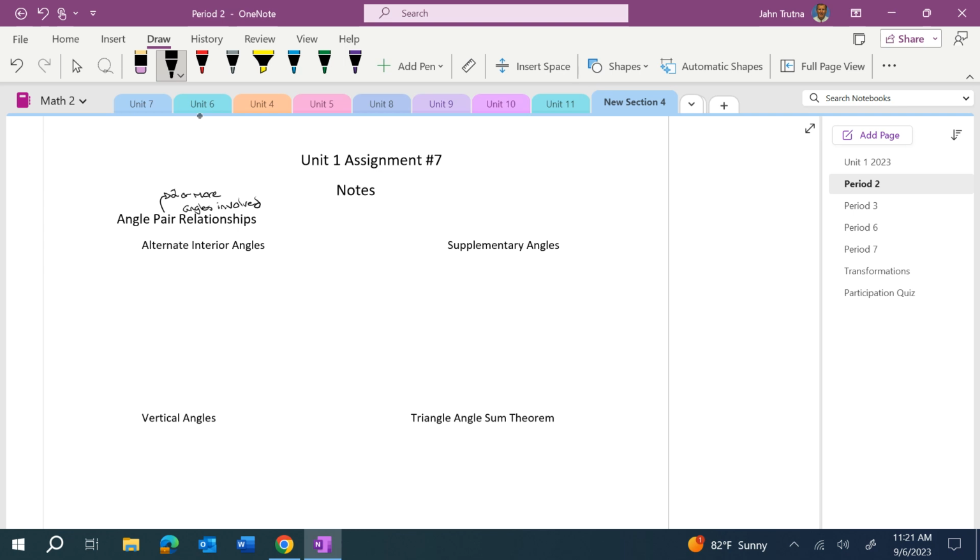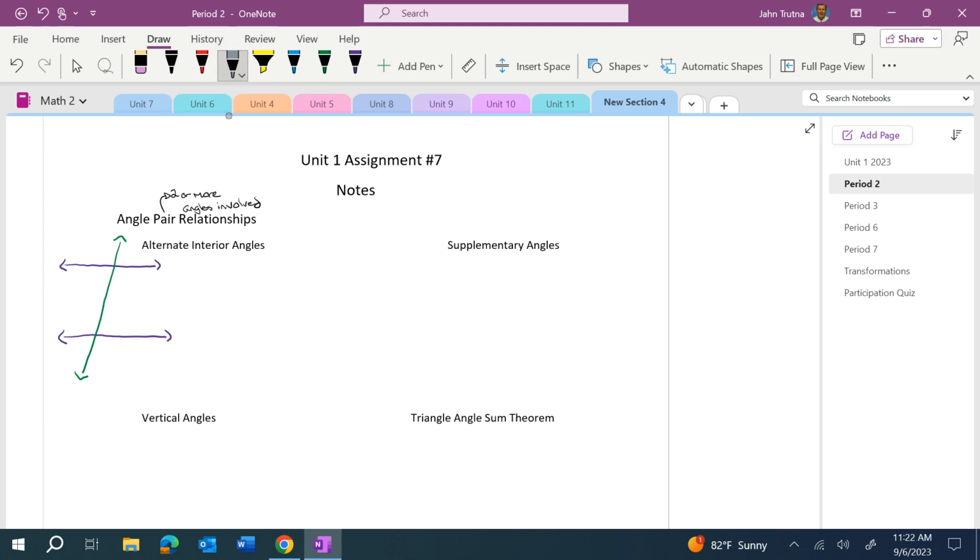We're going to be going over the relationship called alternate interior angles, the relationship called supplementary angles, the relationship known as vertical angles, and the relationship known as the triangle angle sum theorem. Let's start off with alternate interior angles. To have alternate interior angles, you are always going to have 2 parallel lines, and then you are always going to have a third line that is not parallel with the other 2 parallel lines. Okay, so notice what we have in this picture.